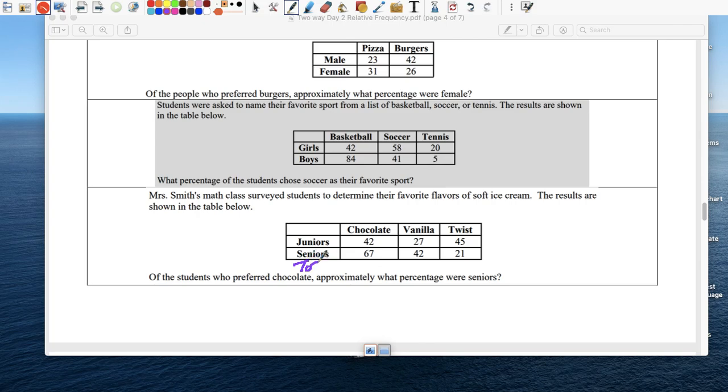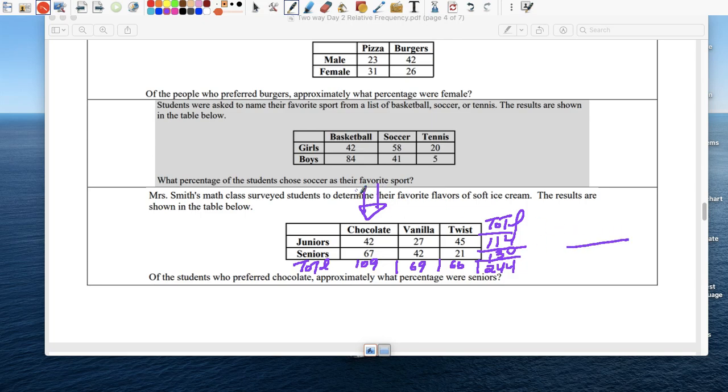So total again. And we get 109. We get 69. And we get 66. Right, so we got the total again here. Right, so we get 42 plus 27 plus 45, enter, we got 114. 67 plus 42 plus 21, we get 130. We get a total of 244. So 244 both ways.